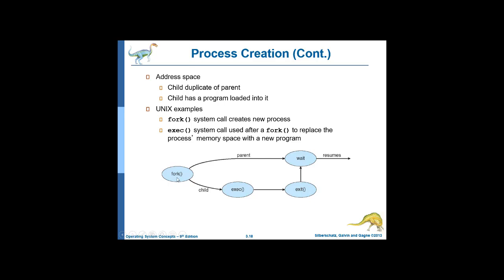So with the fork, Word becomes the parent, and it will be waiting for the child, which is the printer process. When it executes, it exits. After that, Word can also exit or do something else.